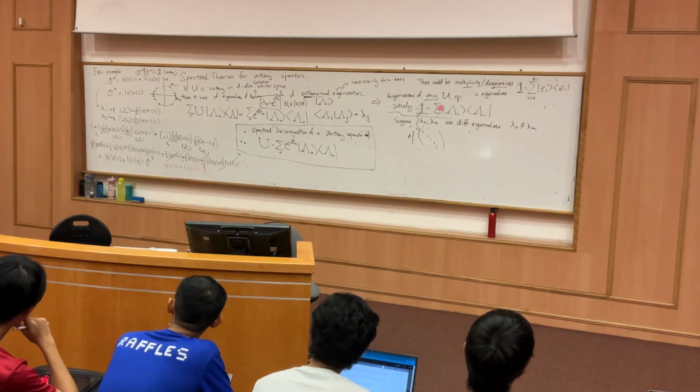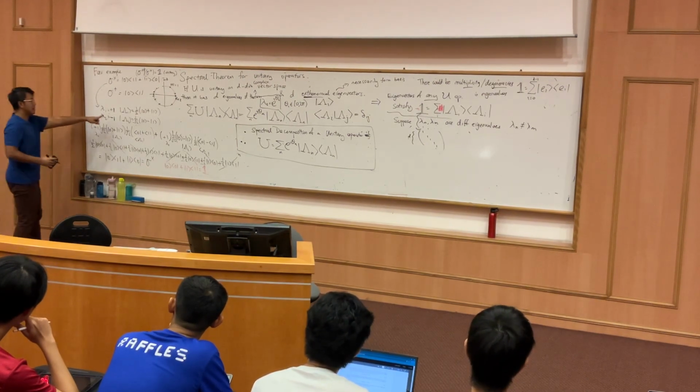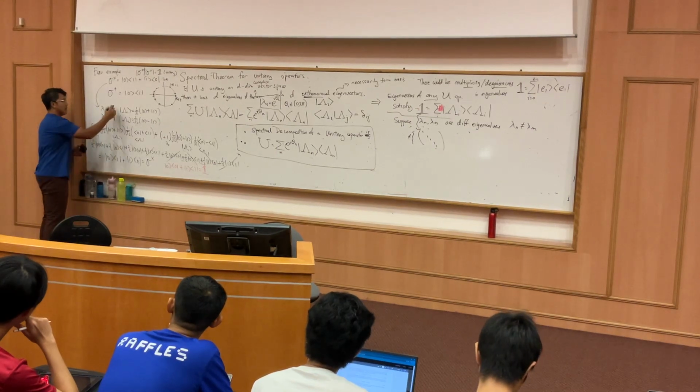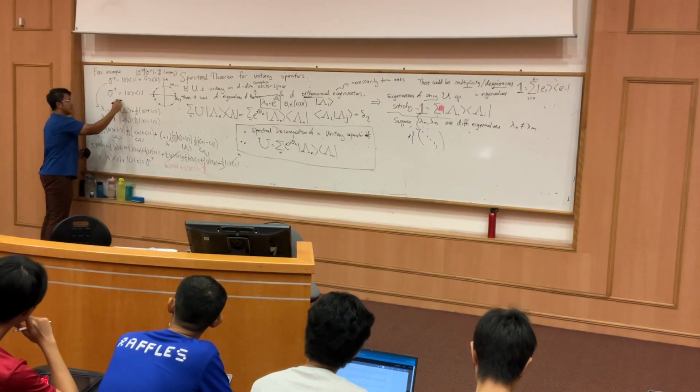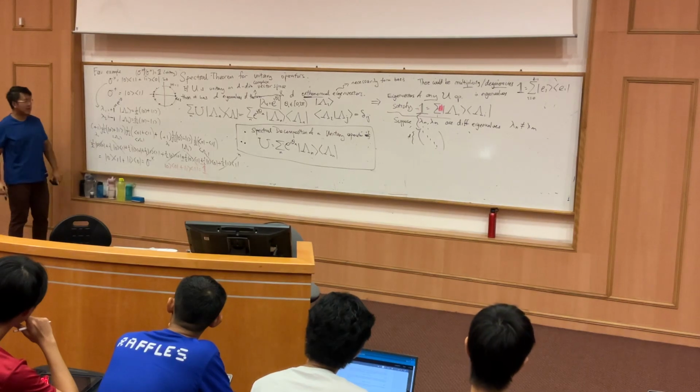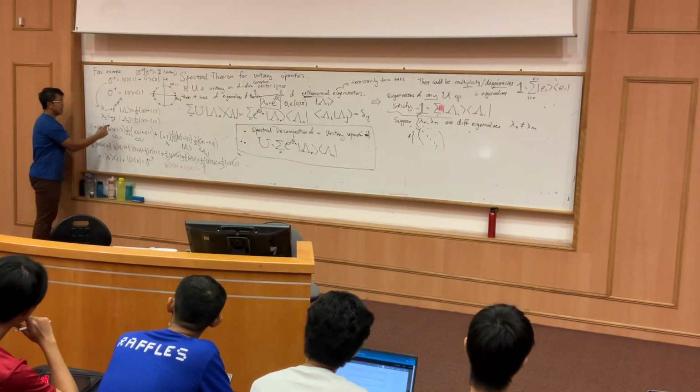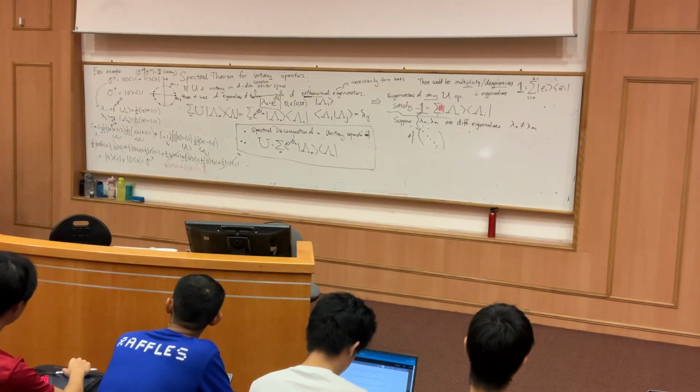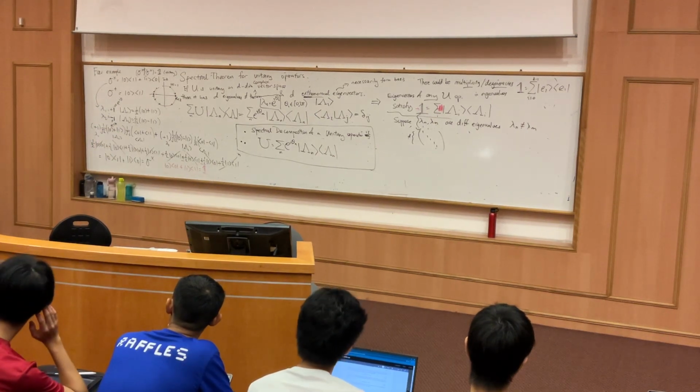And they obey clearly the spectral decomposition. And clearly, you can write +1 as e to the power of i0. And clearly, you can write -1 as e to the power of i pi. So everything checks out.